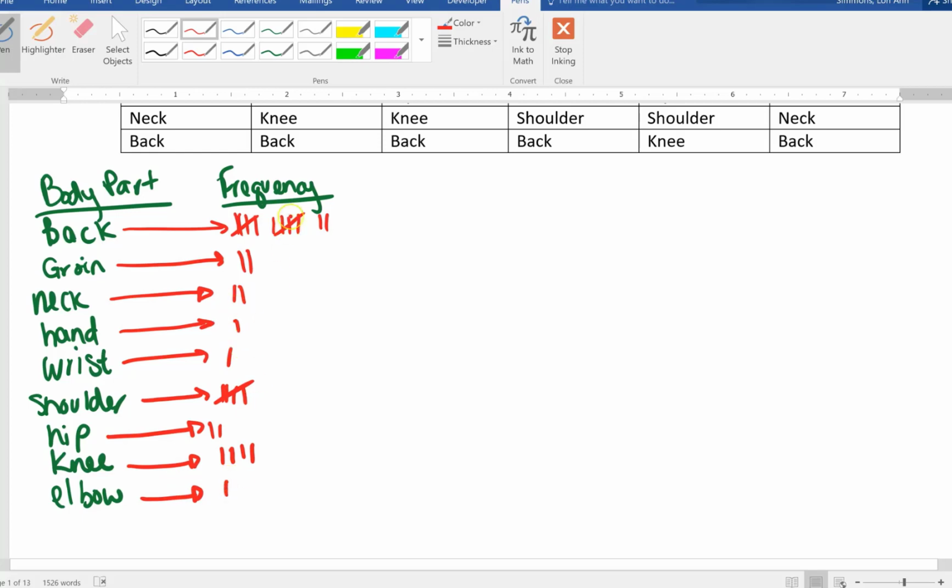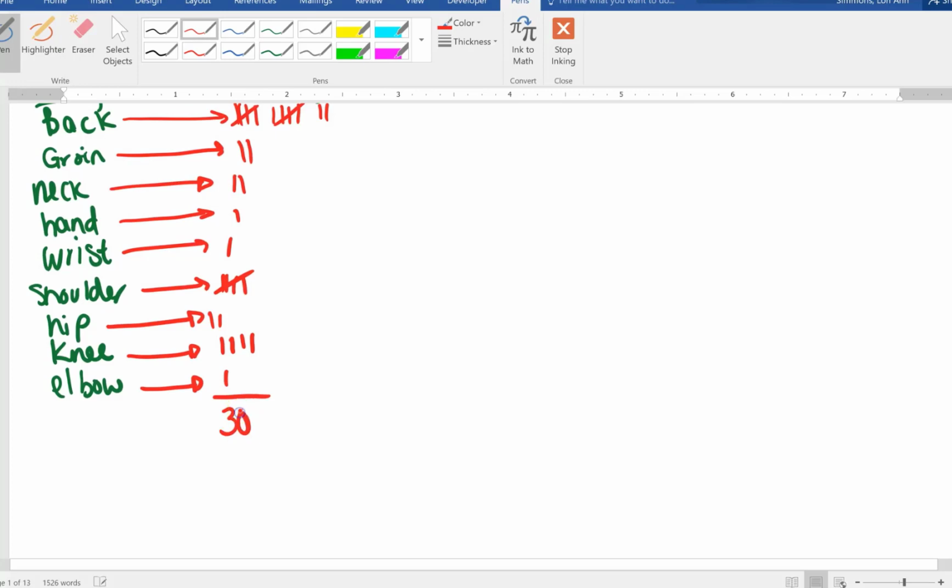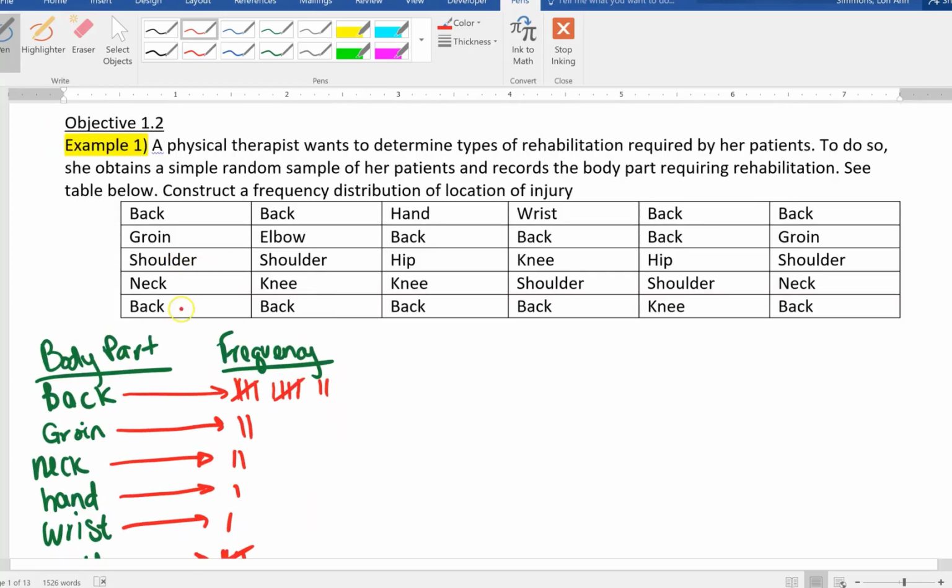So if you add these all together, 12, 13, 14, 15, 16, 17, 18, 23, 24, 25, 26, 27, 28, 29, 30. So you add them together. This should always be the total number of observations. So this total will equal the number of observations. There were 30 up here, and we have 30 for the frequency.